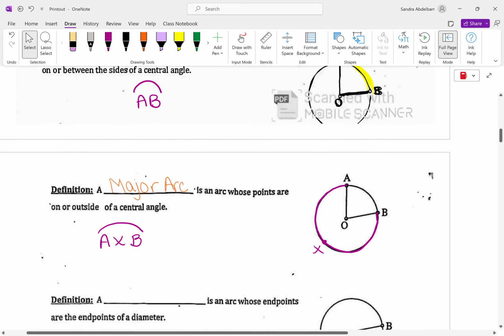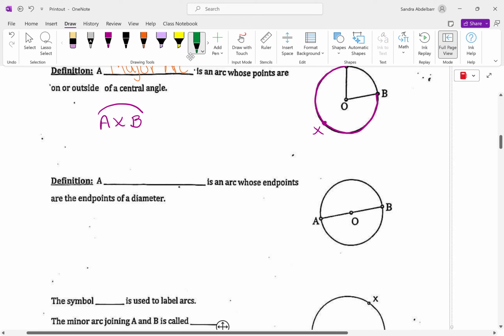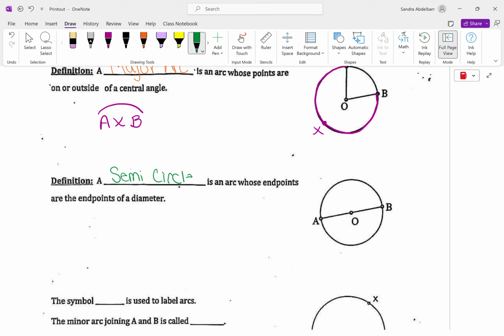A semicircle is an arc whose endpoints are at the endpoints of a diameter? Sorry? So in order to have a major arc, you have to have a point in between, right? Yeah, you could always add a point in between, because there's an infinite amount of points there. So you could always write in your own if you want to address the major arc and there's no point there. Okay. All right, so a semicircle is an arc whose endpoints are the endpoints of a diameter.